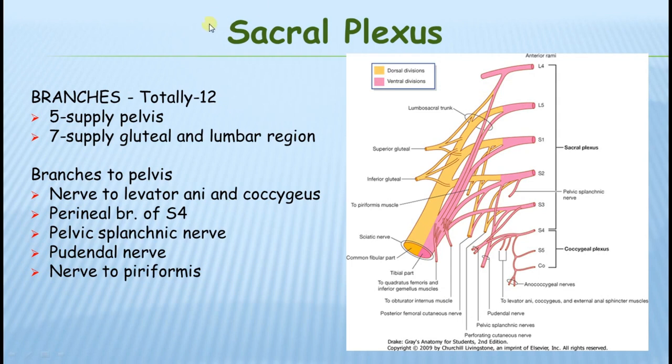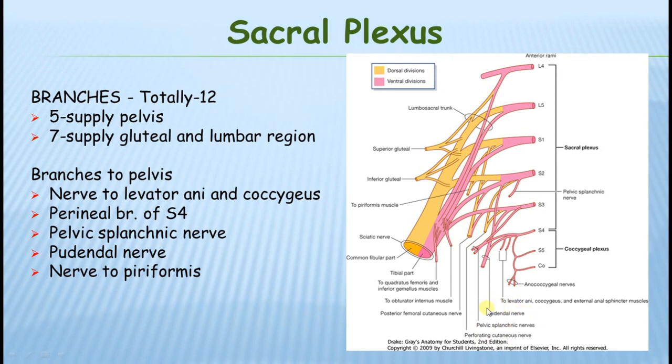So totally the branches of the sacral plexus are 12; only 5 supply the pelvis and the remaining 7 supply the gluteal and the lumbar region. The 5 mainly supplying the pelvis are the nerve to levator ani and coccygeus. Then you have the perineal branch. Okay. Then you have the pelvic splanchnic nerves from S2, S3, S4. Then you have the pudendal nerve.